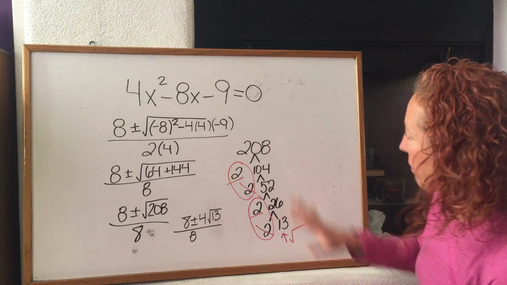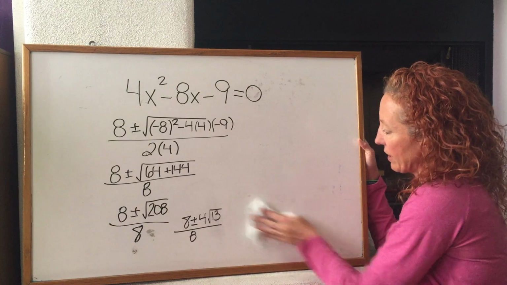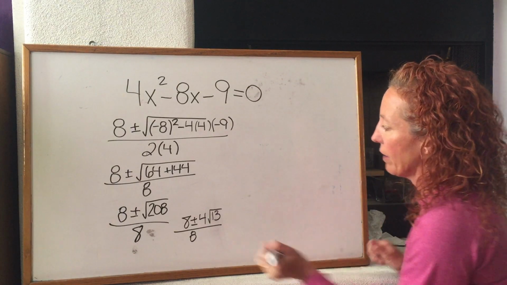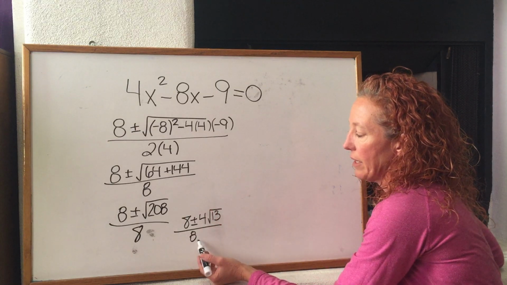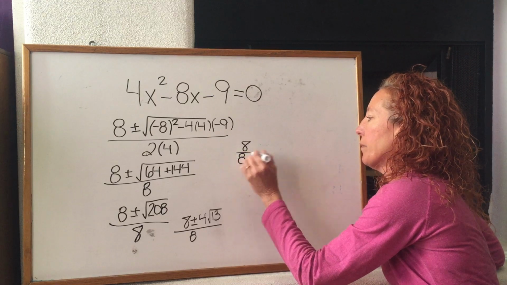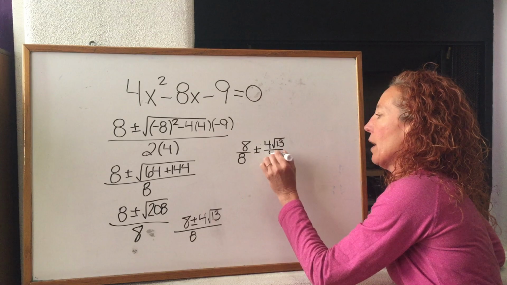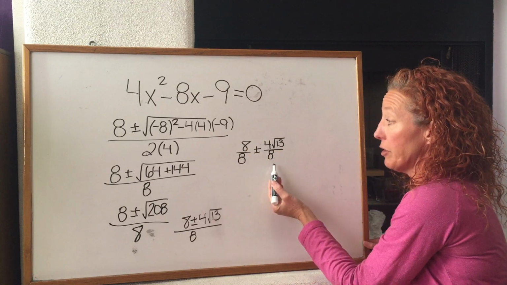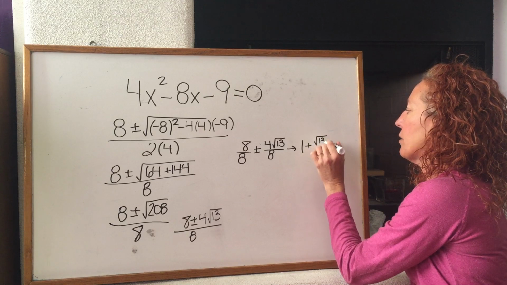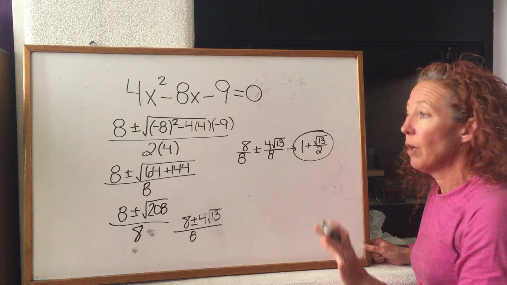Okay, we have a few options. I'm going to erase this because I have to keep simplifying. And this is kind of a trickier example, but I'm sure you can get through it. All right, so we either need to split this into two separate fractions. So we would do 8 over 8 plus or minus 4 radical 13 over 8. And then we could reduce each piece. So this would be 1 plus or minus radical 13 over 2. That's a perfectly acceptable answer.